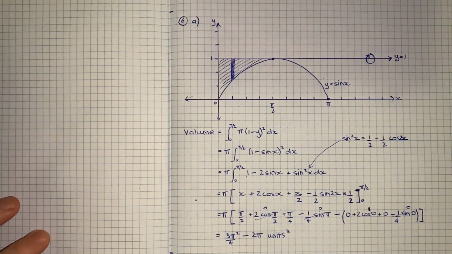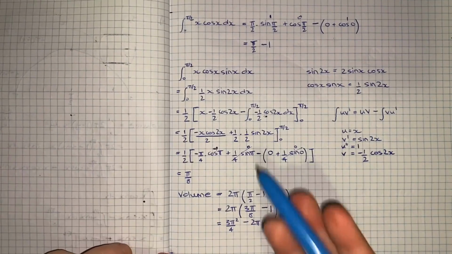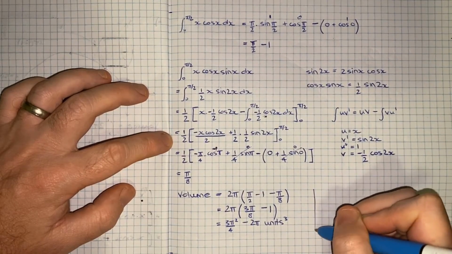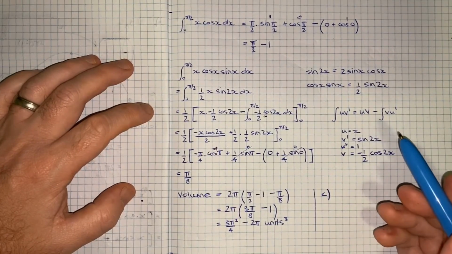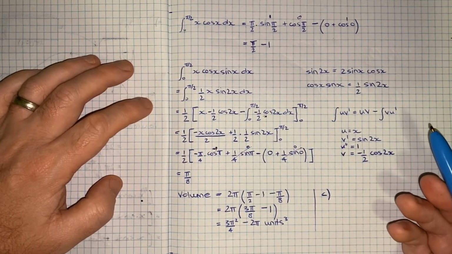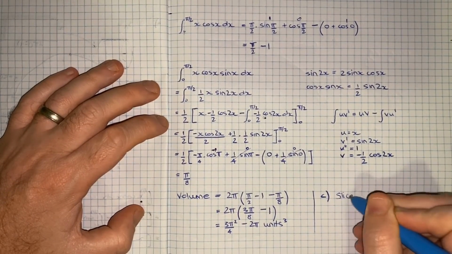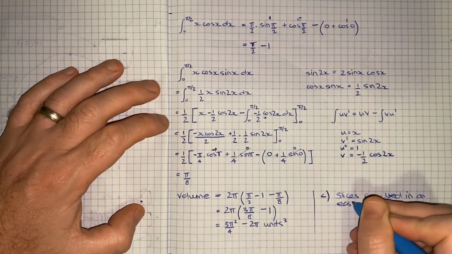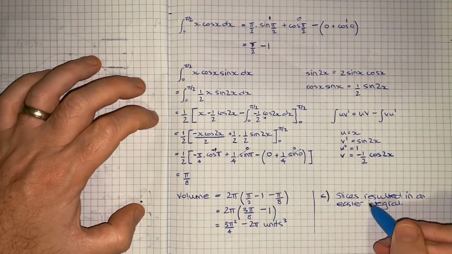Okay, so using both of these techniques in part A and part B, we do get the same answer, which is good. Now part C, and I'll just write this off to the side here. Part C said to use this to explain why sometimes using slices might be better than using cylindrical shells. Well, in this case, I'll just write it as slices resulted in an easier integral. That's pretty much, I think, what the question writer is trying to get us to realize.